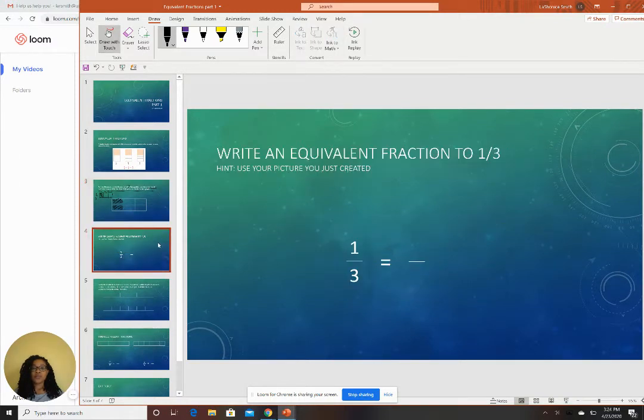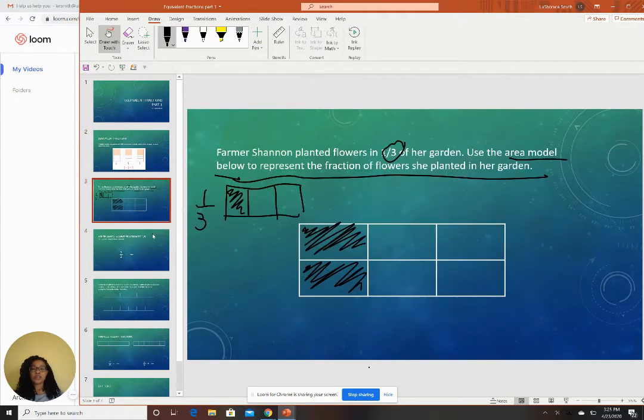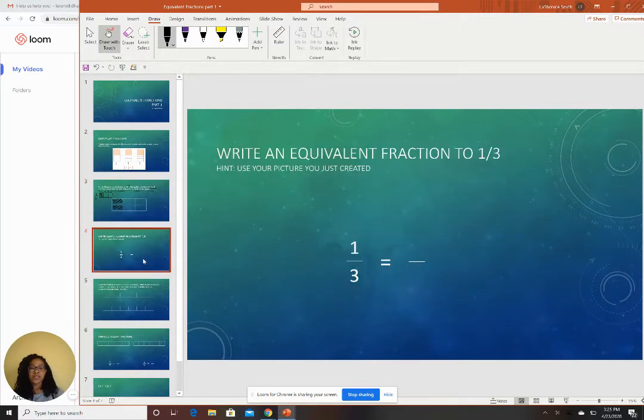So if we go to the next slide, it says write an equivalent fraction to 1/3, and it says hint, use the picture you just created. So if we use the picture, we said there were 6 squares altogether, so that's the denominator and that's the whole, and the part that we colored in was 2. So let's think about how we got to 2/6.